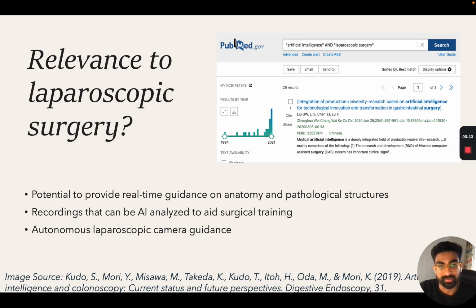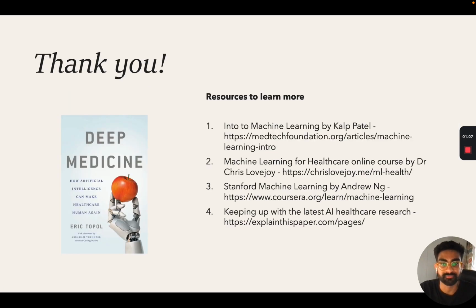Recordings can also be analyzed retrospectively to aid in surgical training. And there's also scope for autonomous laparoscopic camera guidance in robotic surgery. Also, just want to highlight that the field is growing rapidly as more and more research gets carried out in this area. Okay, thank you for listening.